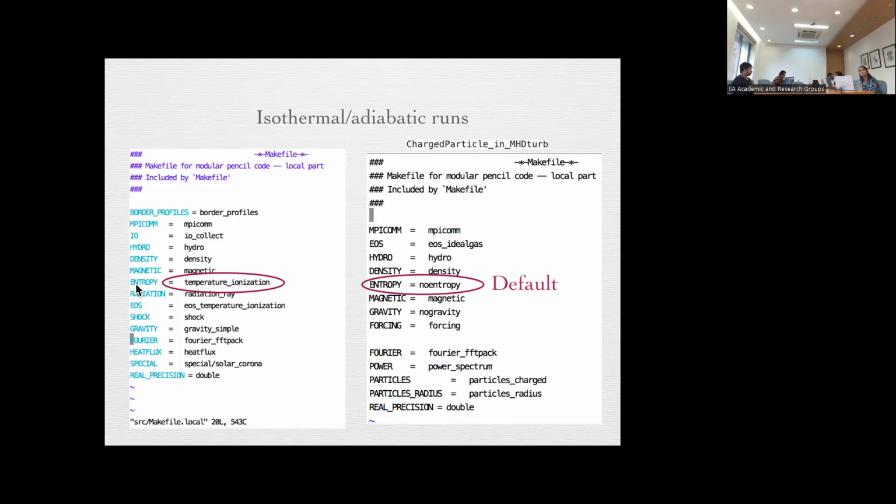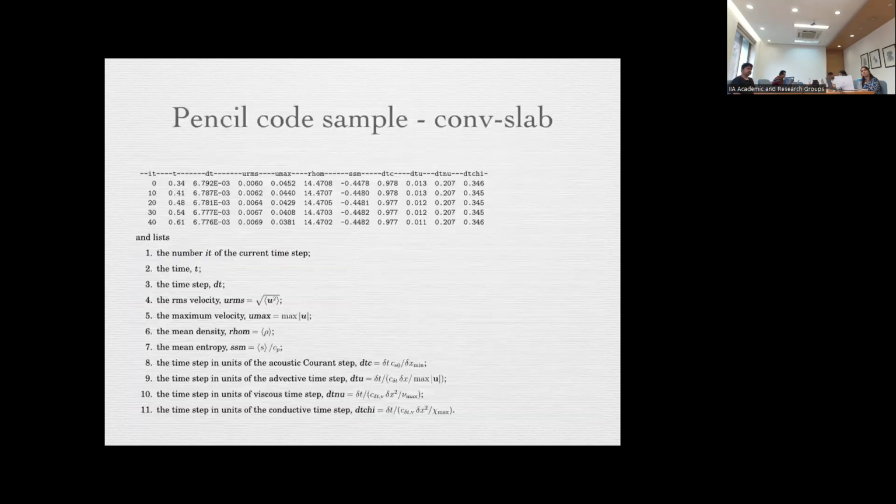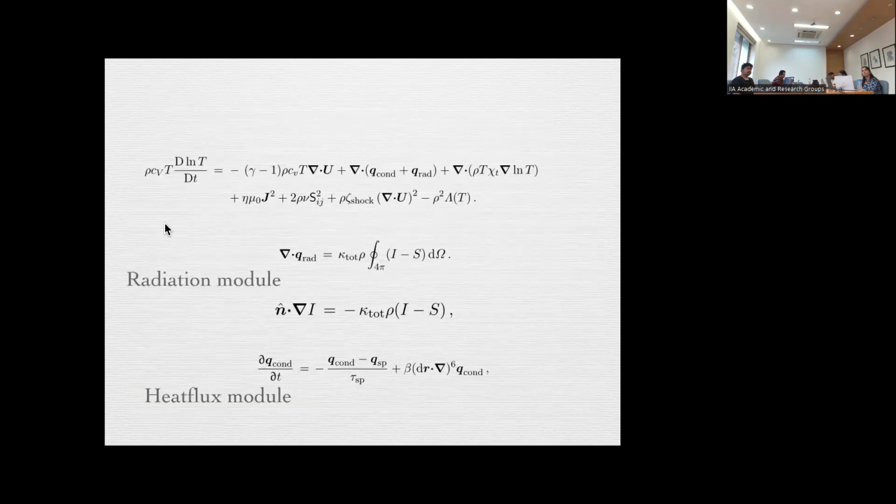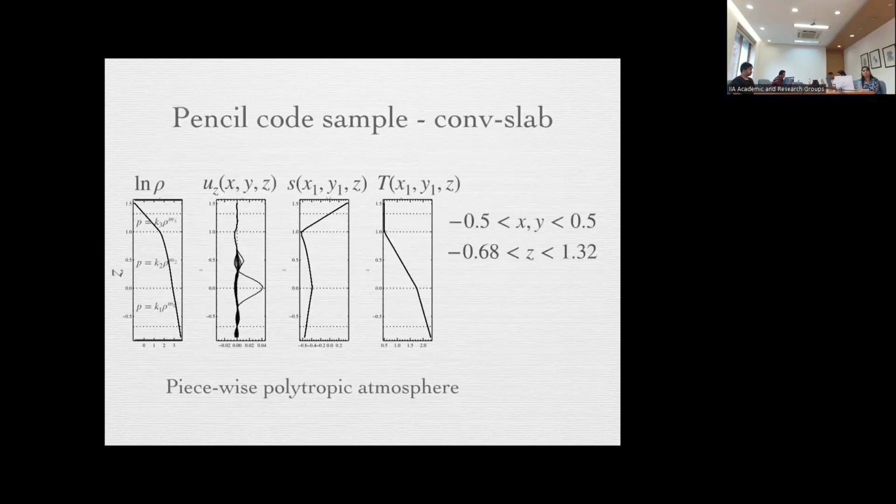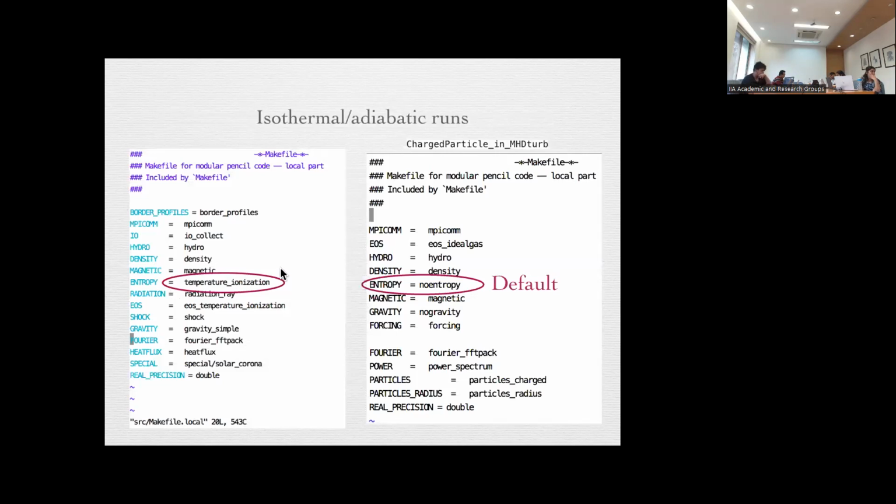So for a stellar atmosphere, I would prefer to set my entropy to temperature ionization, where I was solving that complicated temperature equation I showed before. So basically, this equation was being solved in this module here.